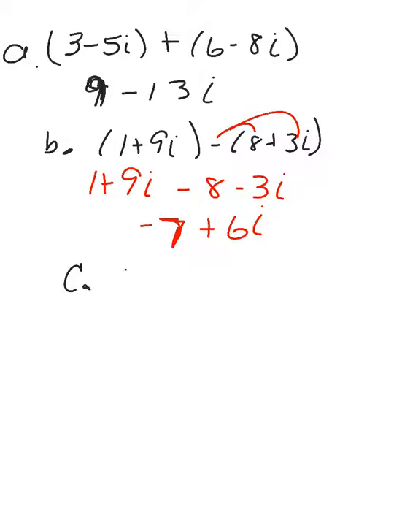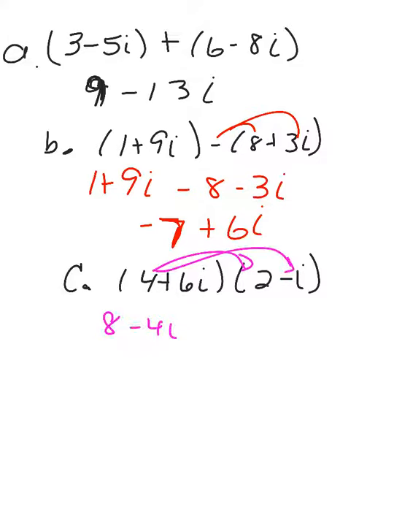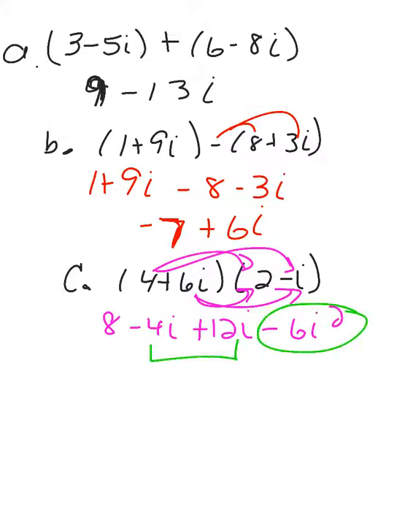So C is multiplying, so it's 4 plus 6i times 2 minus i. So I double distribute. 4 times 2 is 8. 4 times negative i is negative 4i. 6i times 2 is 12i. 6i times negative i is negative 6i squared. Combine like terms, the minus 6i squared becomes actually plus 6. So that's 8 plus 6 is 14. Negative 4i plus 12i is positive 8i. All right, so let's take a look at D.